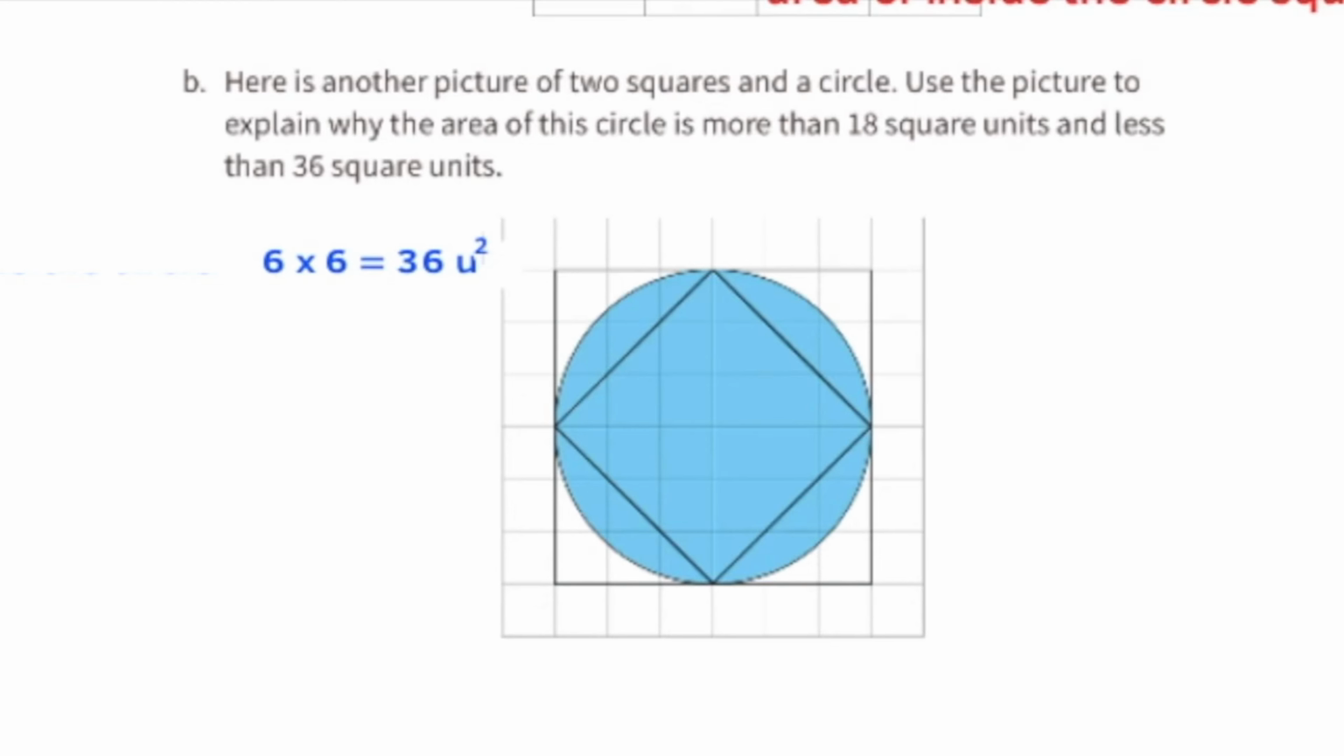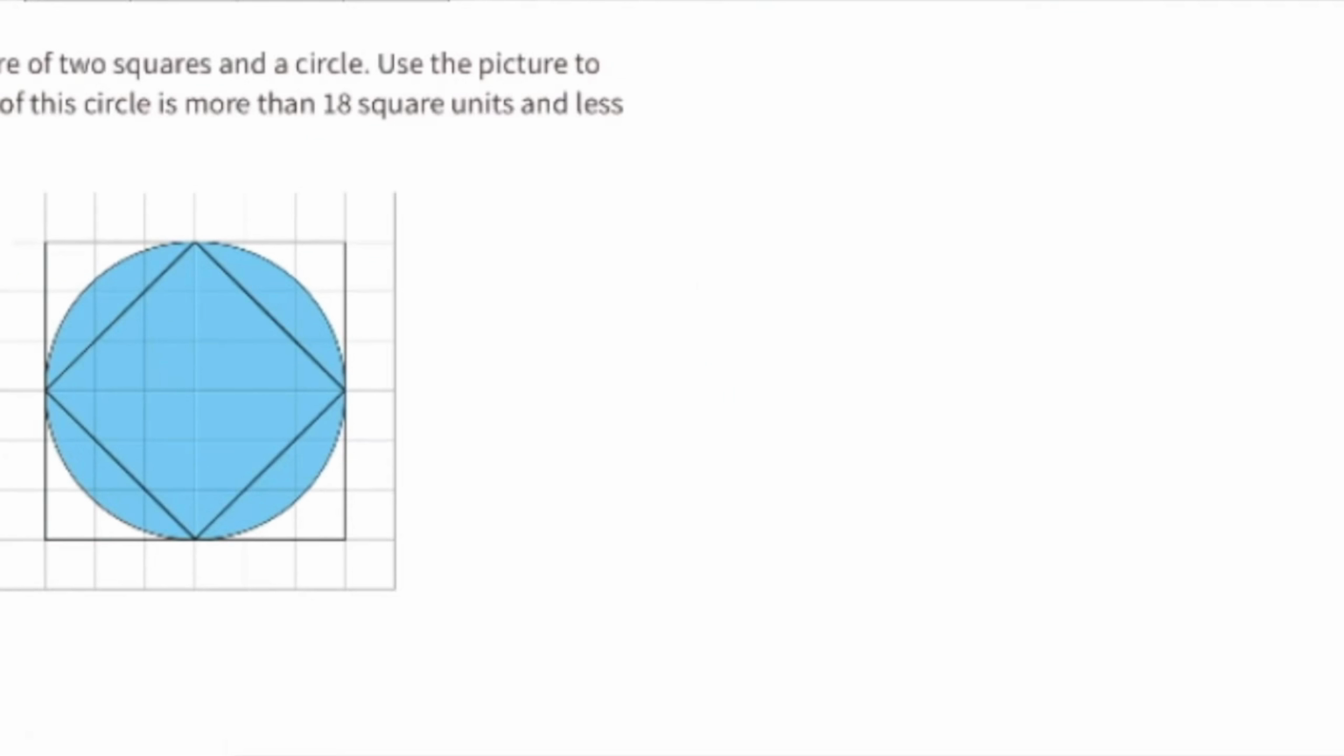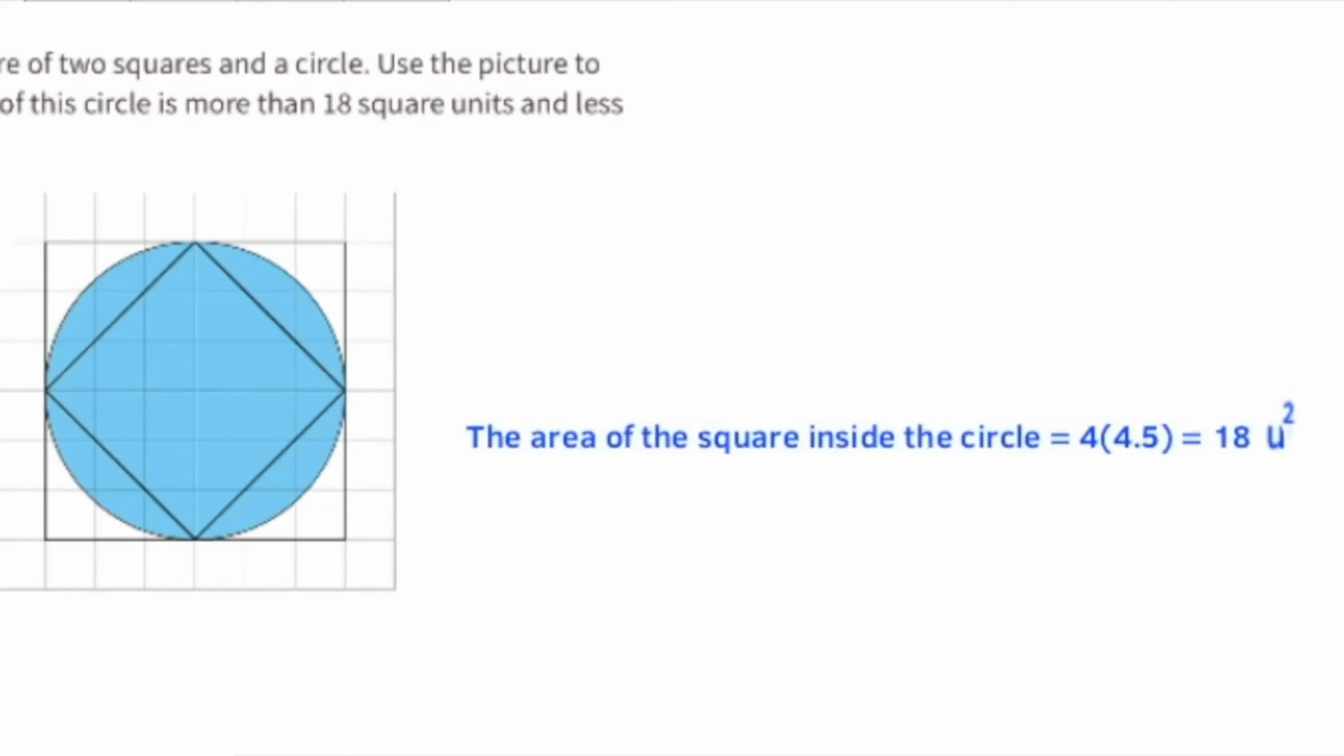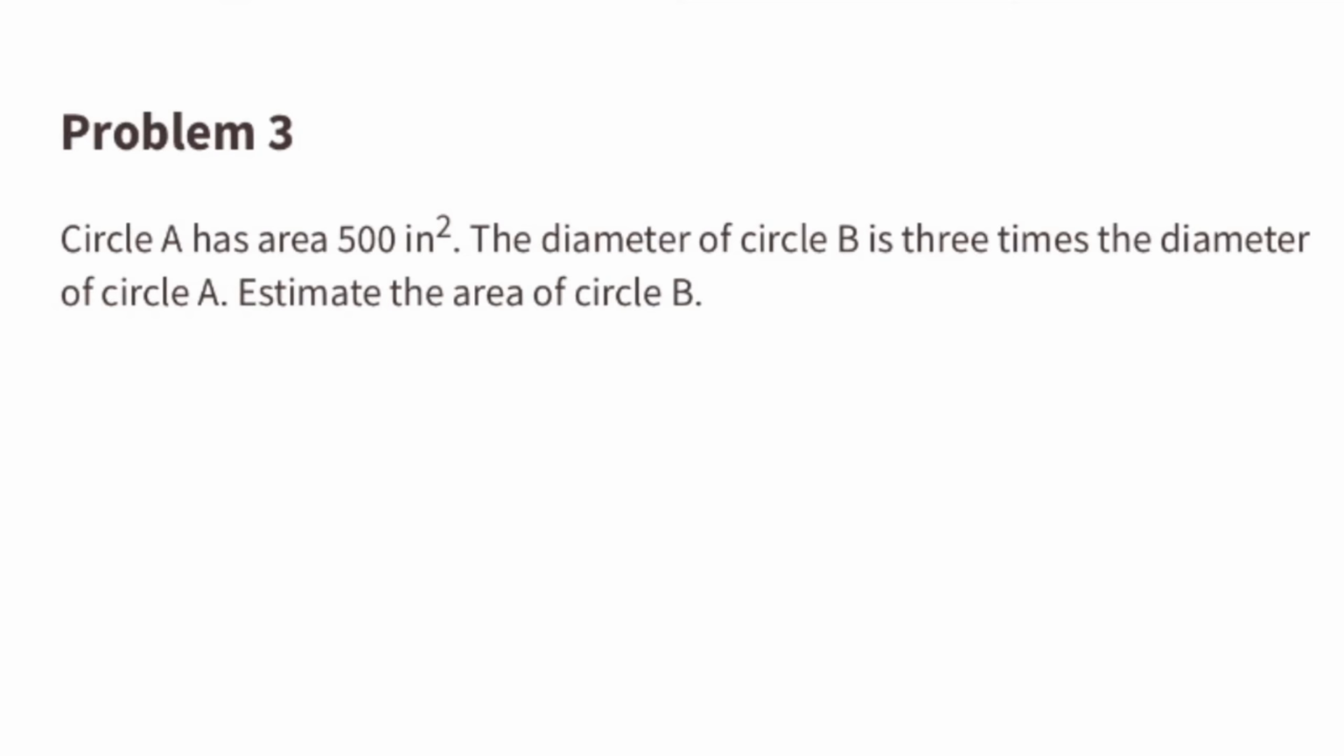Since the circle is smaller than the larger square, the circle is going to have an area that's less than 36 square units. Just like in diagram A, the area of the smaller square inside the circle is half the area of the larger square outside the circle. The area of the smaller square inside the circle is 18 square units. Since the circle's larger than the smaller square that's inside the circle, the area of the circle must be greater than 18 square units. Problem number 3.